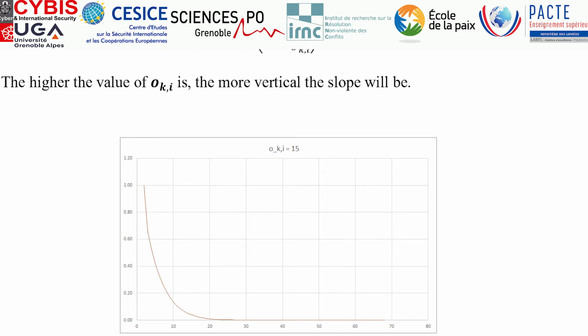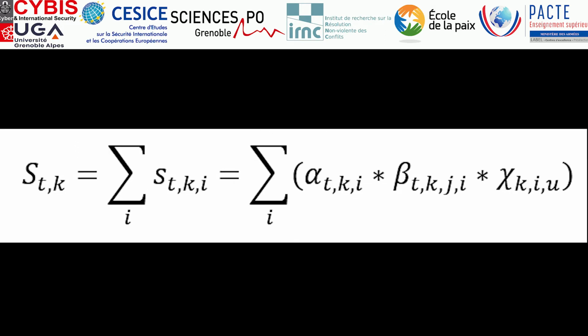Conversely, the higher O is, the less horizontal the slope is going to be, and the more the time factor will be able to negatively impact the sanction's ability to apply economic pressure. So the final equation of our sanction index is as it is here. As you can see, we have alpha, beta, and key parameters. They are attached, of course, to each sanction that we will implement in our case study.